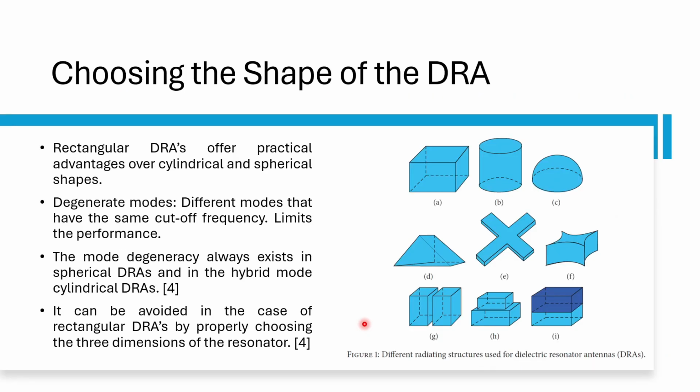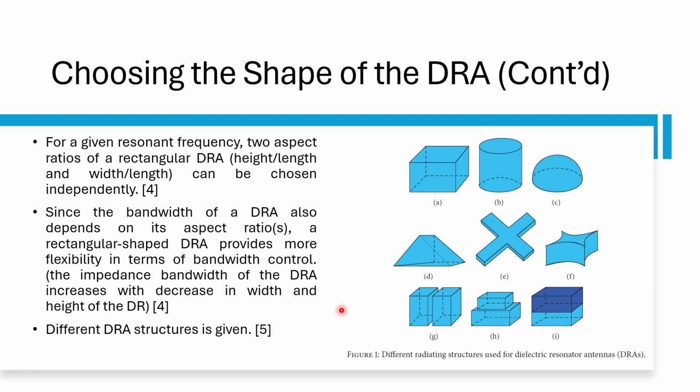I have preferred working on rectangular DRAs because they offer practical advantages over cylindrical and spherical shapes. The mode degeneracy can be avoided in the case of rectangular DRAs by properly choosing all dimensions of the resonator. For a given resonant frequency, two aspect ratios of a rectangular DRA can be chosen independently. The bandwidth of the RDRA also depends on its aspect ratios, so it's more flexible and easier to have bandwidth control than the other shapes. Here, in the right figure, different DRA structures in the literature are given.